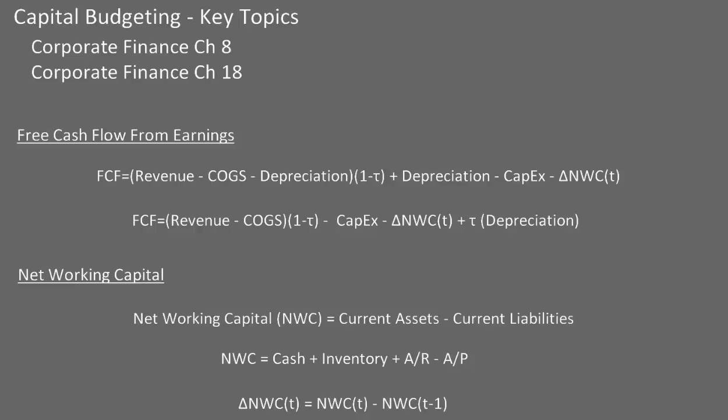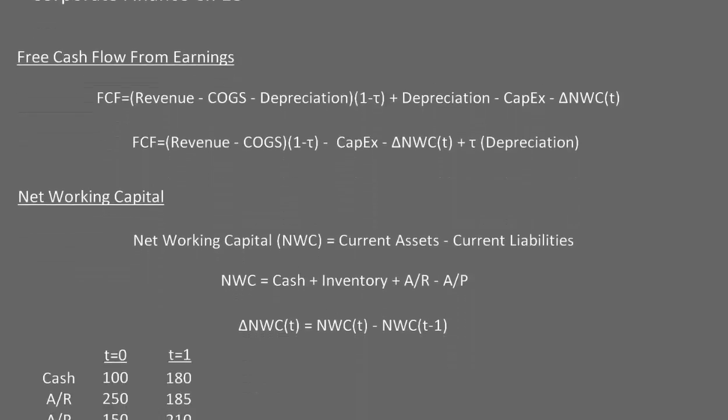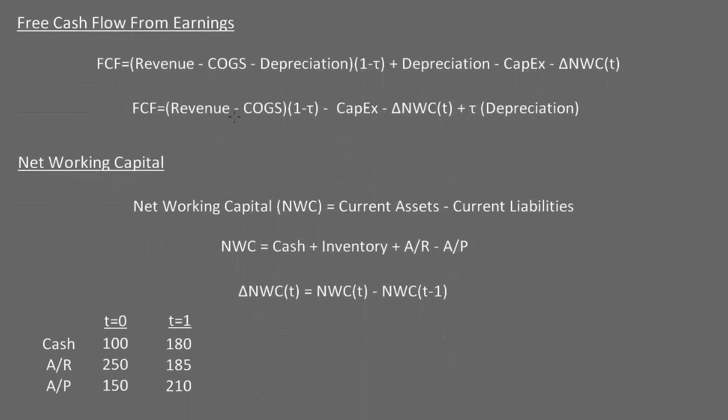Today we will be covering key topics in capital budgeting. We will cover material from Corporate Finance Chapter 8 and Corporate Finance Chapter 18. The first topic I'll discuss is free cash flow from earnings.